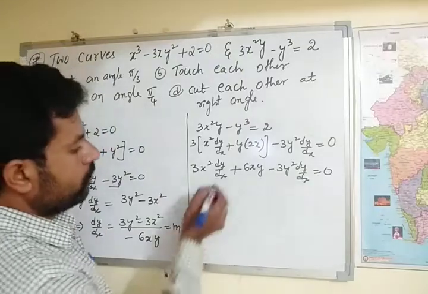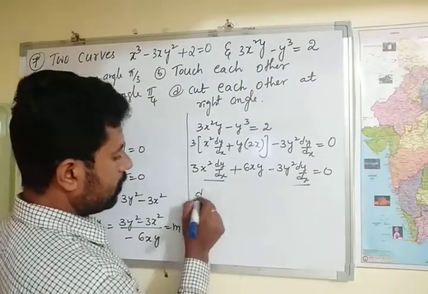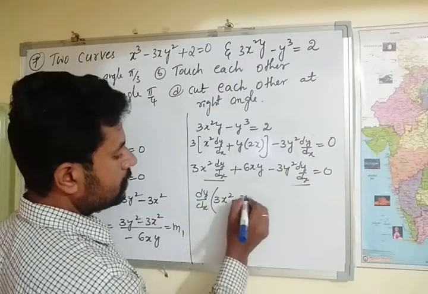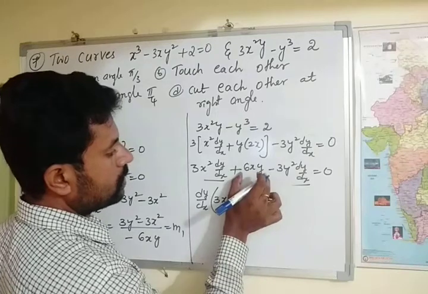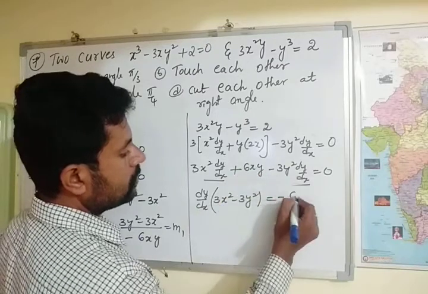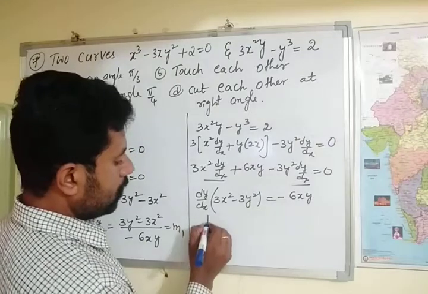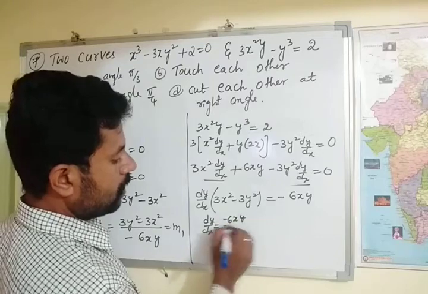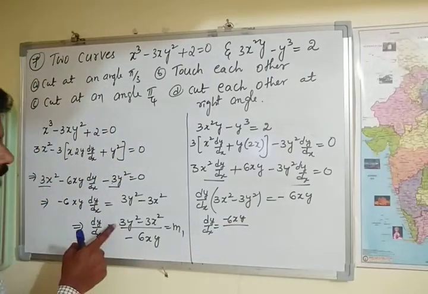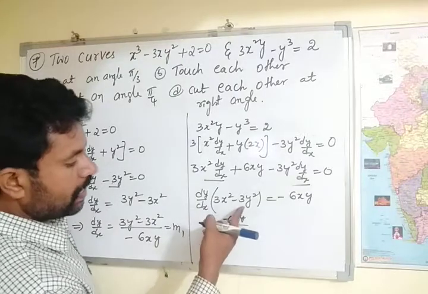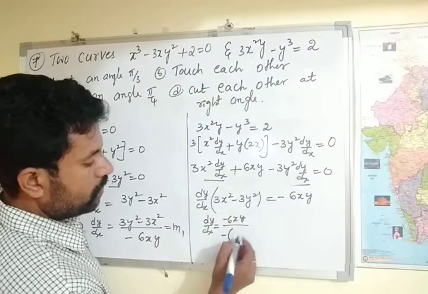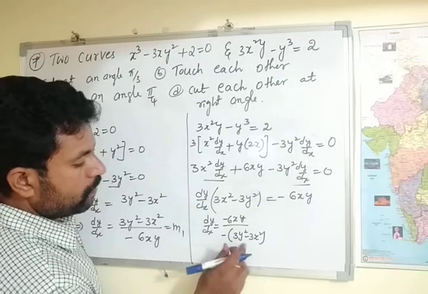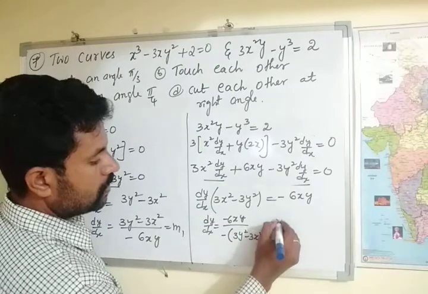Now here we have two terms with dy by dx, so take dy by dx common. The remaining term here, we have 3x square minus 3y square is equals to 6xy. Take this result to the right hand side, minus 6xy. Next, dy by dx is equals to minus 6xy divided by, see now here we have 3y square minus 3x square. Here also we can take minus common. Here we get minus of 3y square minus 3x square, multiplied by minus, we get the same term. This result we consider m2.